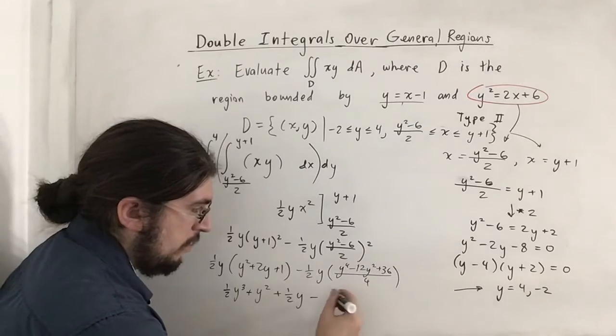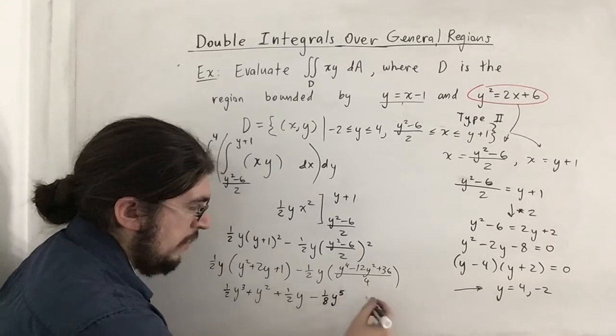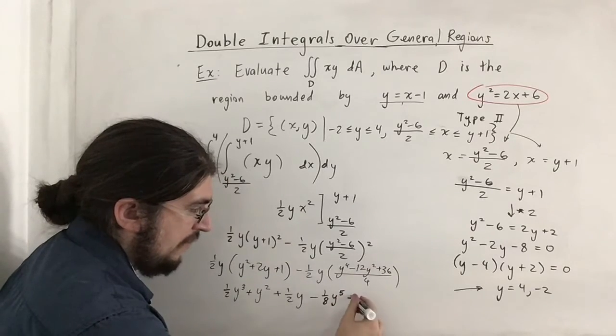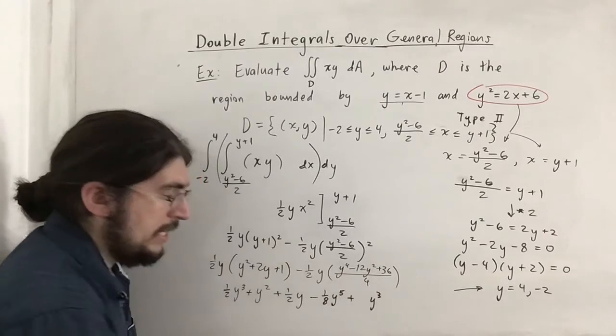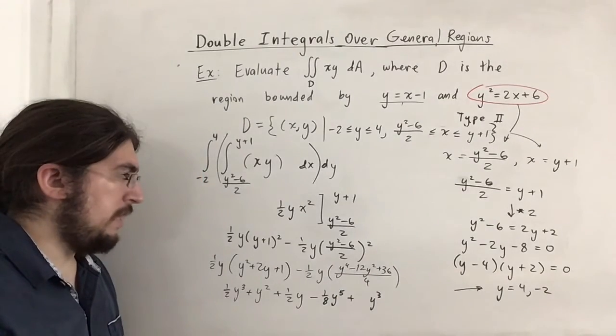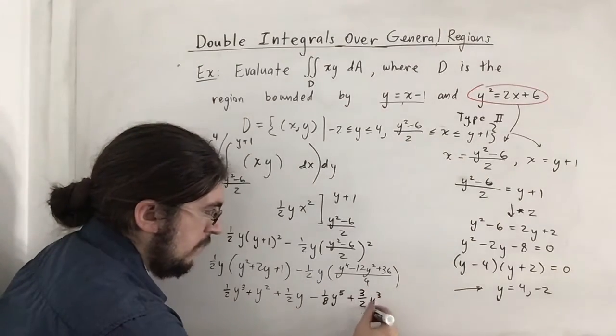Negative for the first term is going to be y to the 5th. It's going to be 1/8 y to the 5th. The second one will be positive after distributing the negative. It's going to be y to the 3rd, and it's going to be 12 over 8. 12 over 8 reduces by dividing by 4 to 3 over 2, I believe.